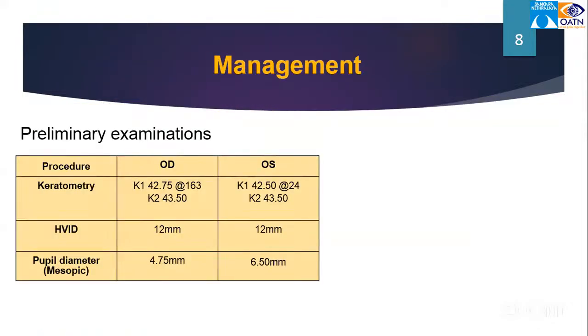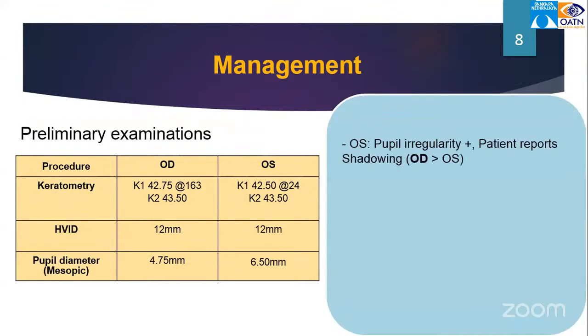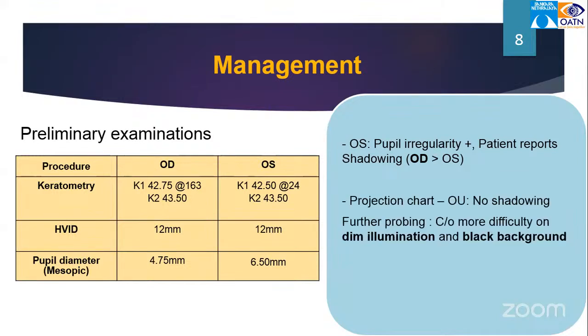In the contact lens clinic, a preliminary examination was done and the values are as mentioned here. The left eye had pupil irregularity, but the patient was more symptomatic in the right eye. At first, vision check was done with the projection chart, where there is a light background with dark fonts, but the patient did not report any shadowing on that. On further inquiry, the patient reported more difficulty in dim illumination and with a black background with white fonts. Hence, vision was checked with the same.